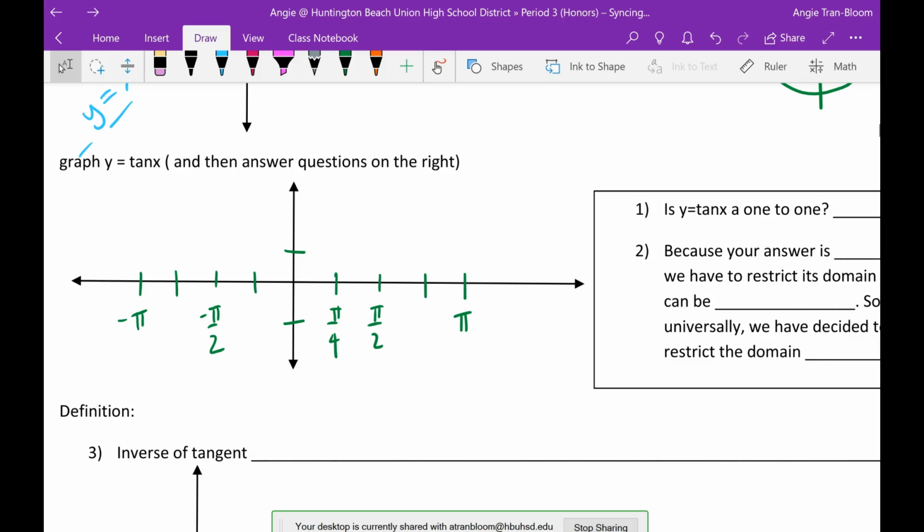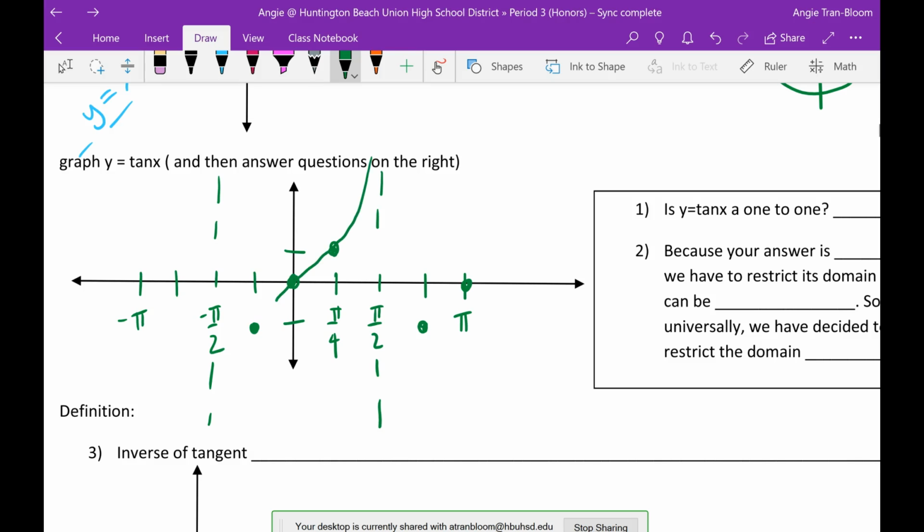All right, Ryan, give me your 5 points. Negative pi over 4, negative 1; 0, 0; pi over 4, 1. And then what happened at pi over 2? Undefined. Okay, so it's just a vertical asymptote. And then 3 pi over 4 is negative 1 and pi, 0. Perfect. So put in another asymptote over here.